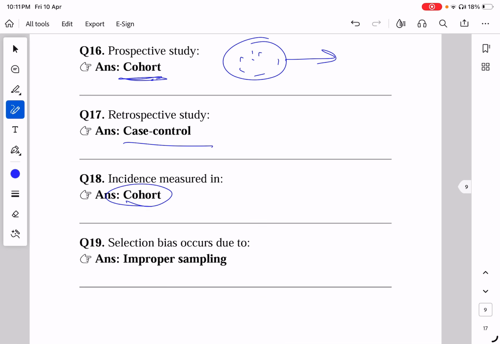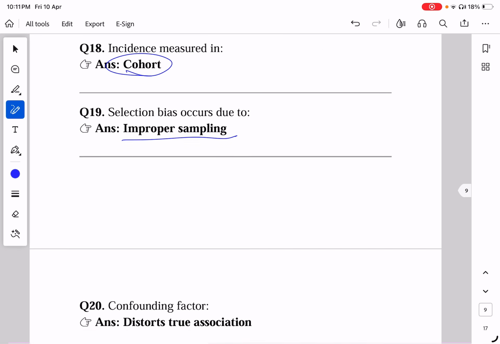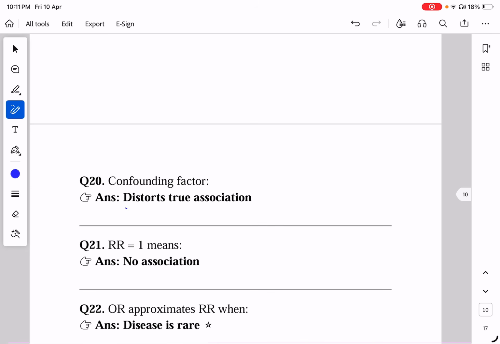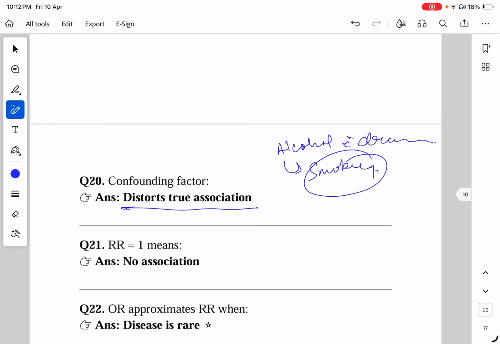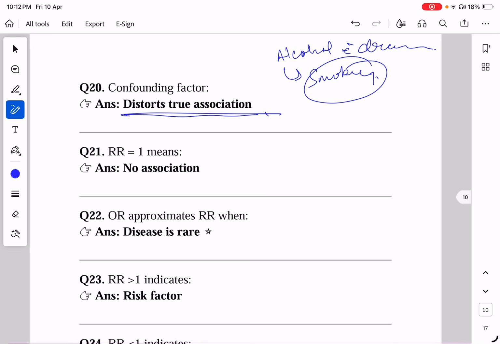Incidence is measured in cohort. Selection bias occurs due to improper sampling. Confounding factor distorts the true association. Like the association of alcohol with deranged lipid profile. But alcoholics are also doing smoking. So smoking is the confounding factor. That is, it distorts the true association because smoking is also causing deranged lipid profile.